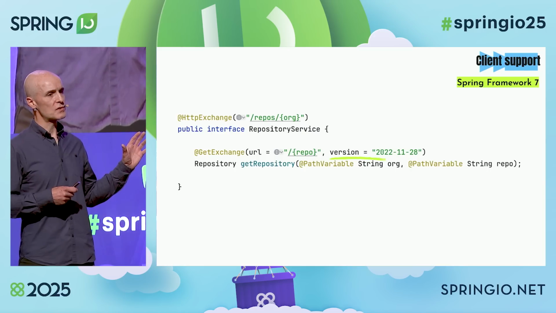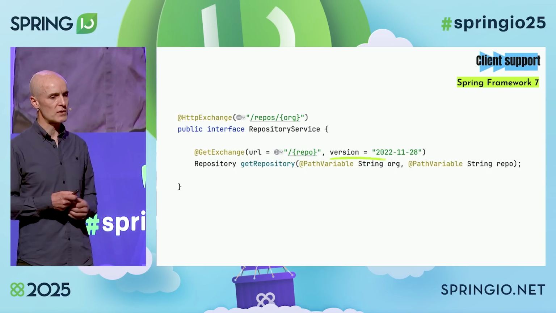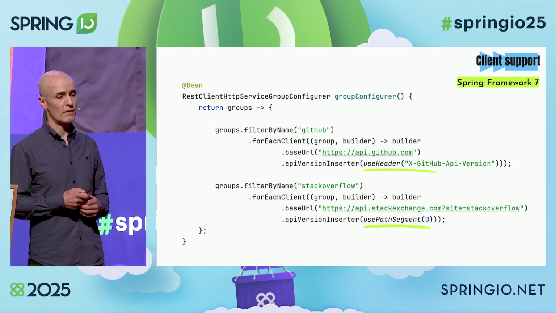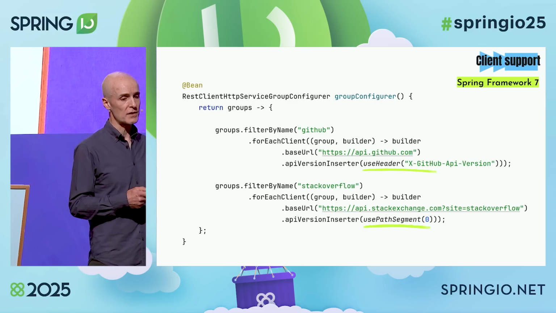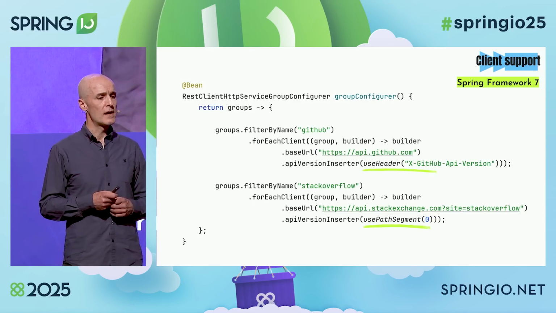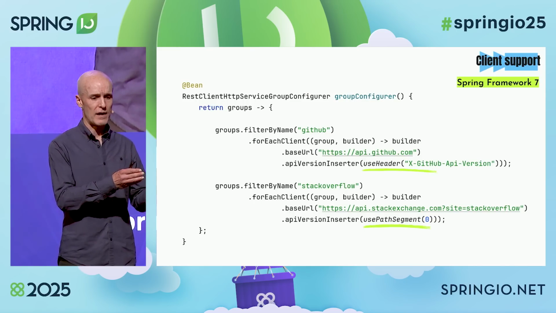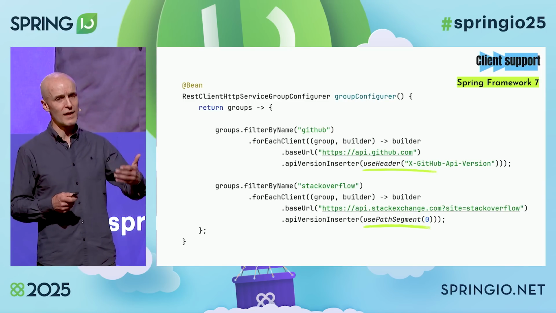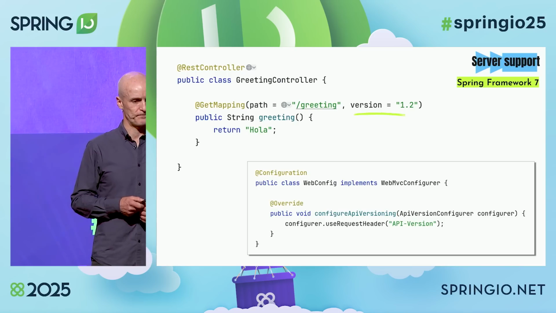If we take those HTTP exchange interfaces that we saw earlier that we can do remote access with, we can now put a version on that, and we will add a little bit of configuration. For the GitHub API, it's a header that we need to insert the version. And for the Stack Overflow API, it's actually in the path. So as you can see, you can configure this once, and then as you use this, it will be automatically inserted for you.